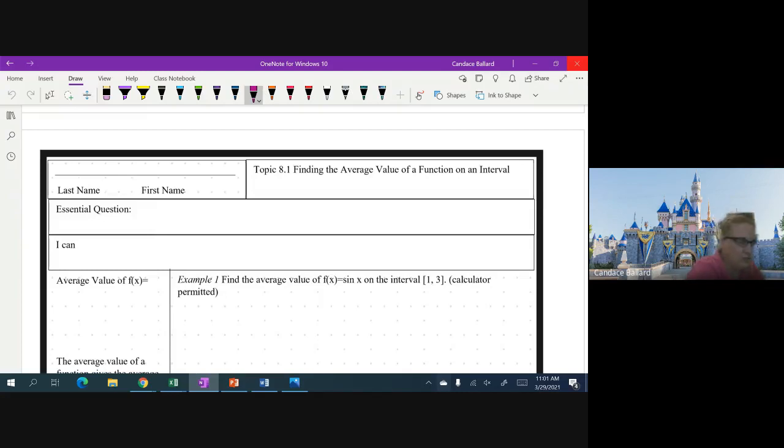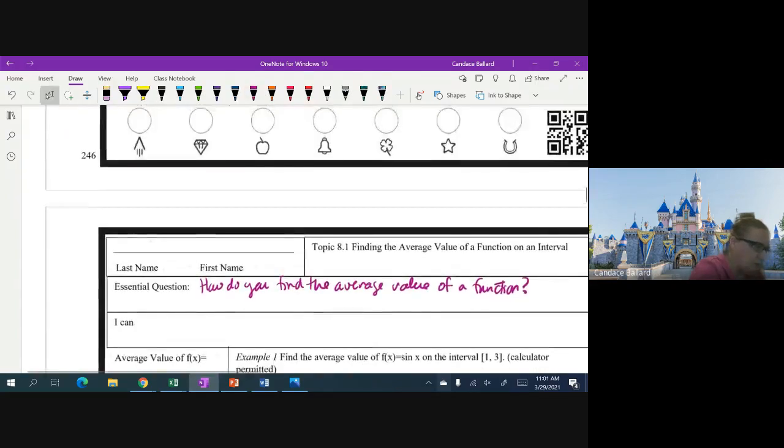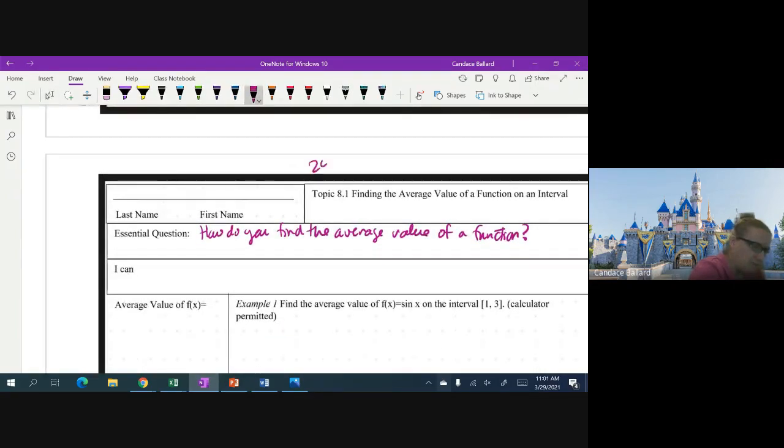So the essential question is going to be, how do you find the average value of a function? And this one, we are on page 247.